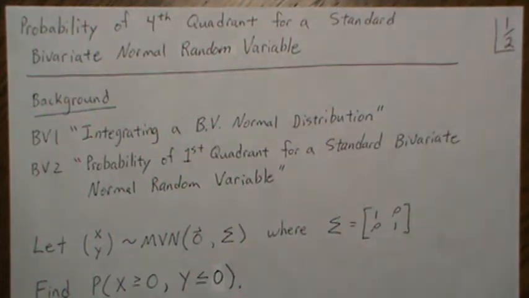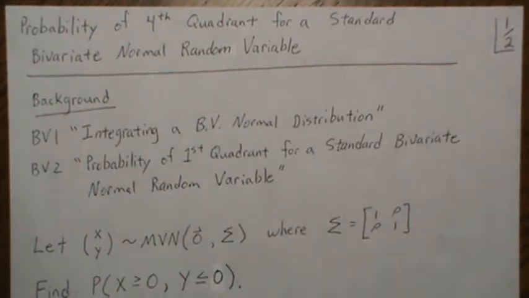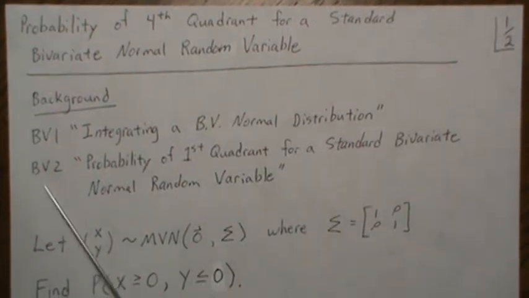Hello, in this video we're going to look at the probability of being in the fourth quadrant given that our random variable is a standard bivariate normal random variable. And really I want to be able to point back to this video in some other videos that I'm doing. But for this video I'm going to suggest two background videos.